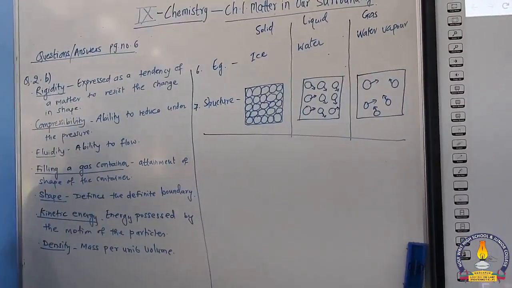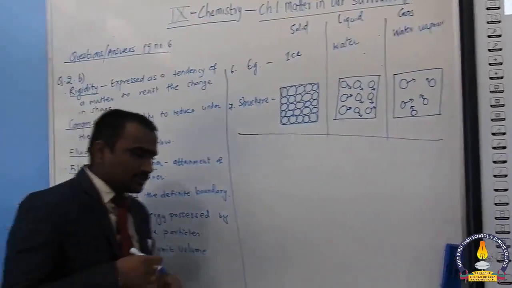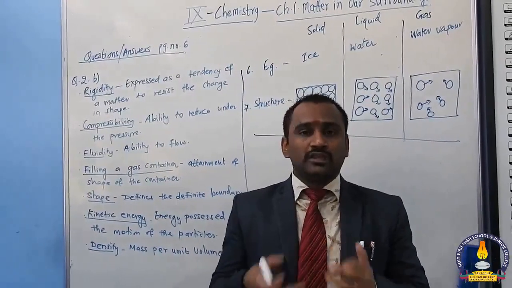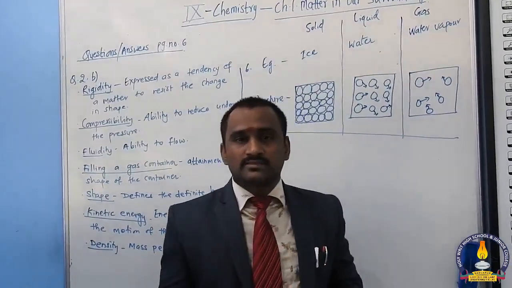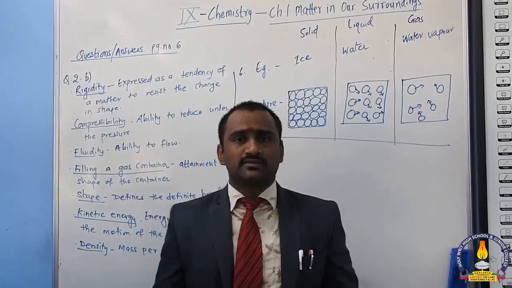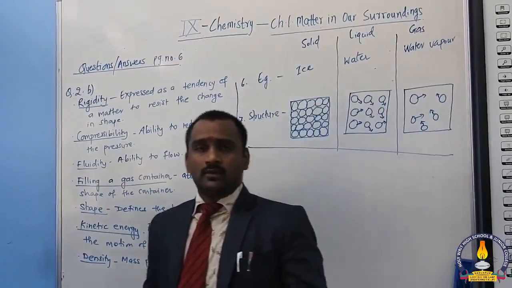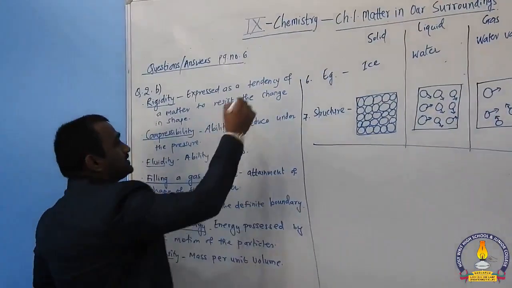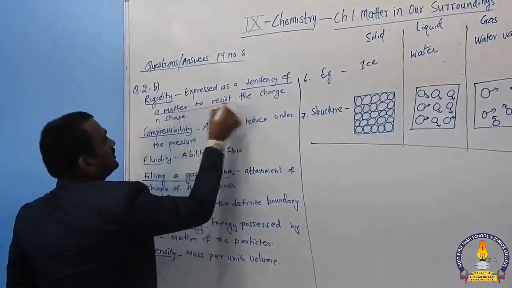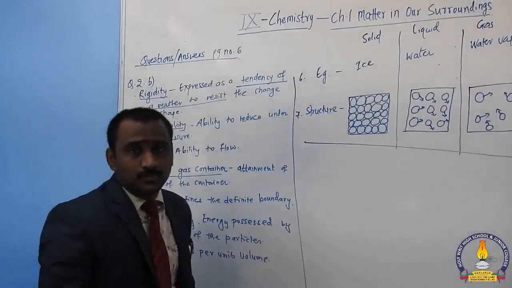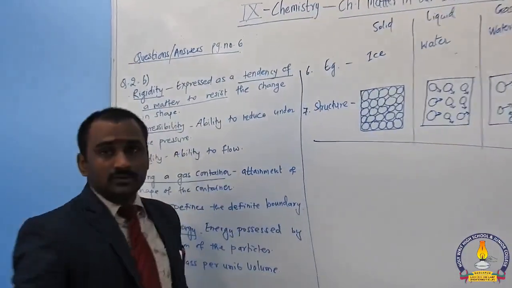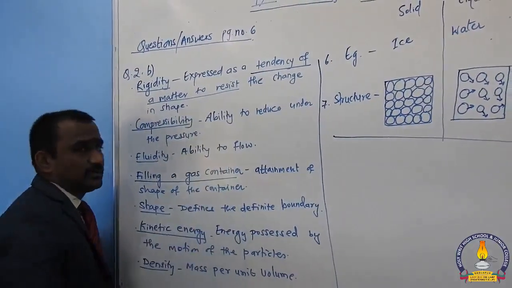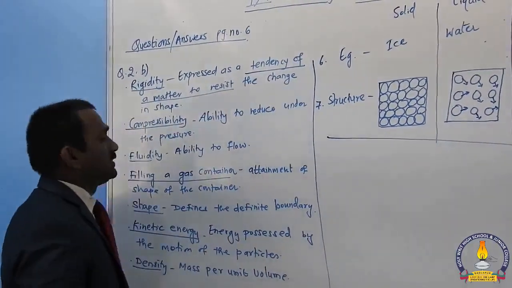First one is rigidity. Now rigidity is more for solid materials, less for liquids, and for gases there is no rigidity for the gaseous molecules. Now it can be defined or expressed as the tendency of matter to resist the change in shape. Rigidity can be defined as the tendency of any matter to resist the change in its shape.